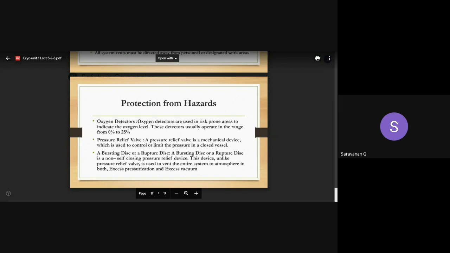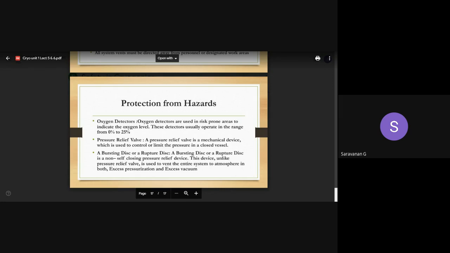It can be used to indicate the level of oxygen available in the range of 0 to 20%. The detectors will operate in that range. The second item is pressure relief. A sudden pressure rise can be controlled or vented by using a pressure relief valve. It's a device which can be used to control or limit the pressure in a closed vessel. Or you can use a bursting disc or rupture disc, a non-self-closing pressure relief device.